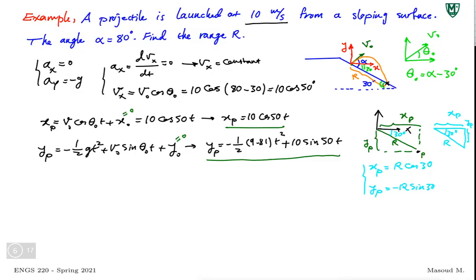If I do that, the first equation becomes R cosine 30 degrees is equal to 10 cosine 50 t, and the second one becomes minus R sine 30 degrees is equal to minus 1 over 2 times 9.81 t squared plus v naught. Oh, I have v naught. This becomes 10 sine 50 t.